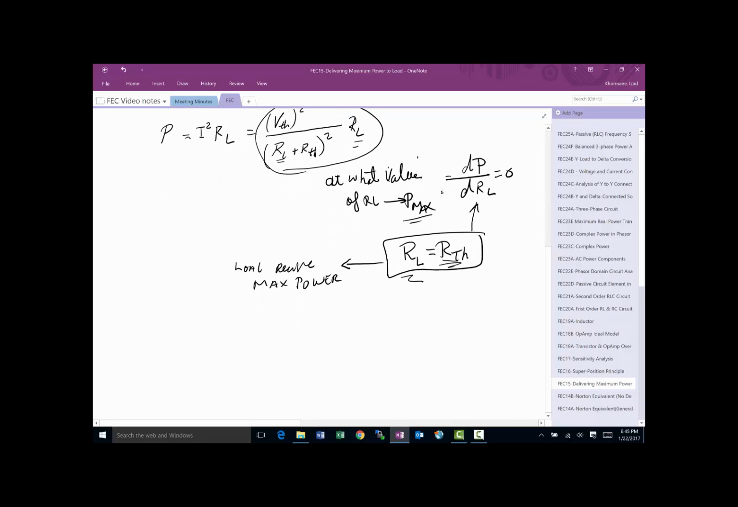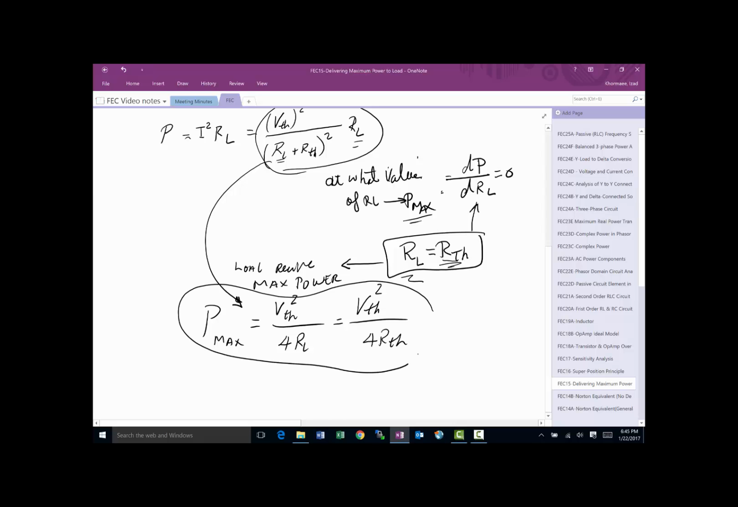So if you want your load to receive maximum power, you have to make sure those are equal. Now, if somebody asks you what is the maximum power, all you do is replace everywhere you see R Thevenin with R load or vice versa, and then this equation gets simplified to basically V Thevenin squared divided by 4RL, and since RL and R Thevenin are the same, you can also write that as 4R Thevenin.